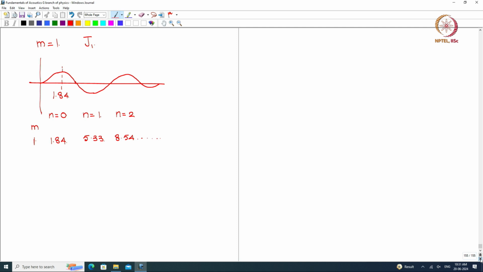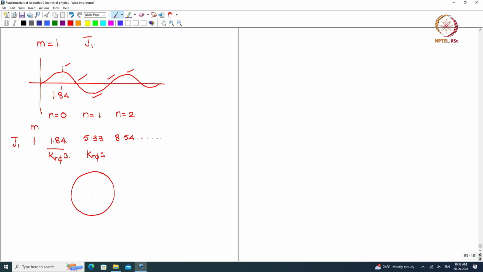So we were looking at the behavior of J1. J1 starts off at 0, goes through a maximum, goes through a 0, another maximum, 0, and so forth, and decays. J1 means m equal to 1. Its first peak occurs at a Kr phi a value of 1.84. The next peak occurs at a Kr phi a value of 5.33. That means what?